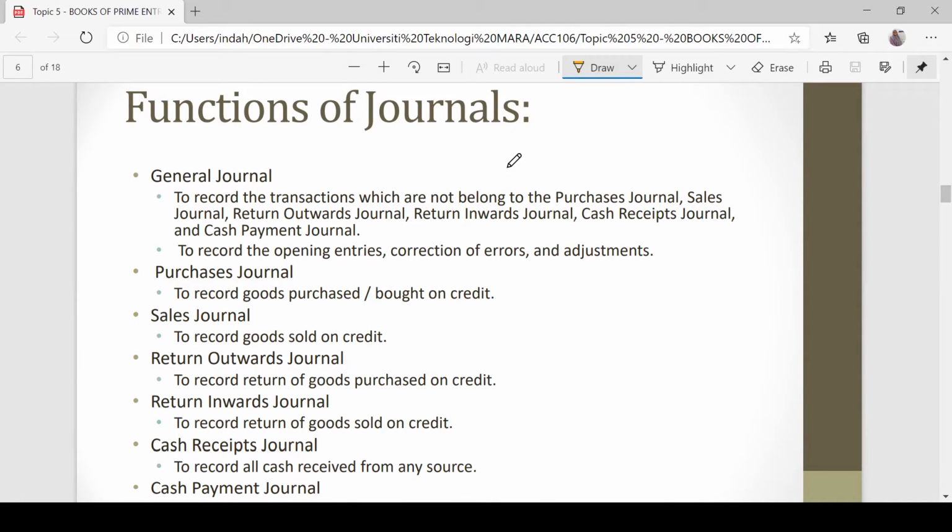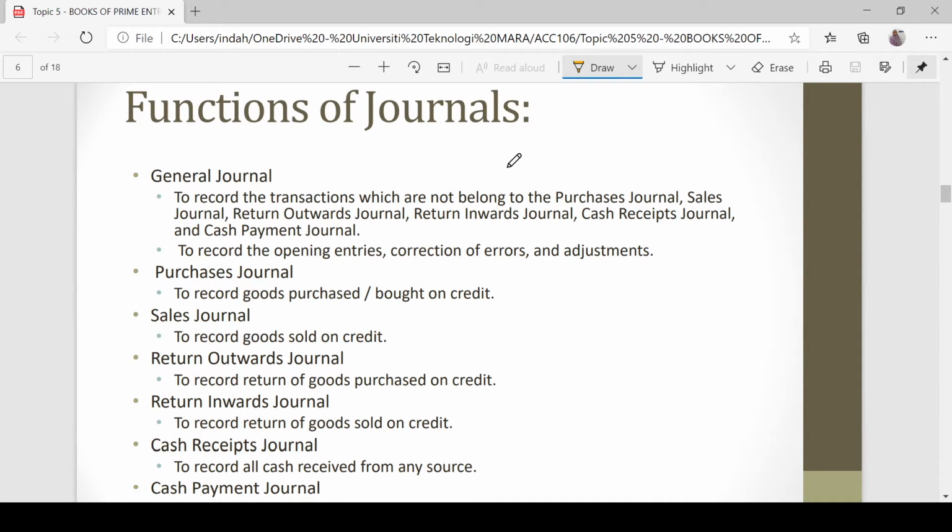All right, so let's look at the functions of journals. There are 7 types of journals, and the functions of each are as follows. Number 1, the general journal: we use the general journal to record transactions which do not belong to the purchase journal, sales journal, return inward, return outward journals, cash receipt and cash payment journals. We also use the general journal to record the opening entries, correction of errors, and any adjustments.